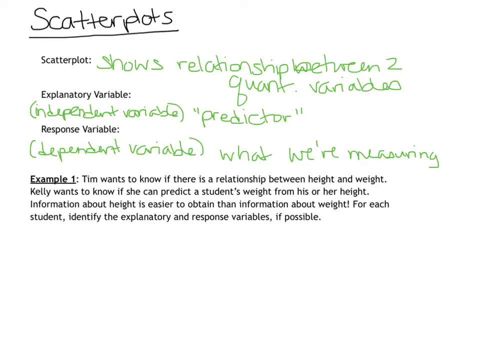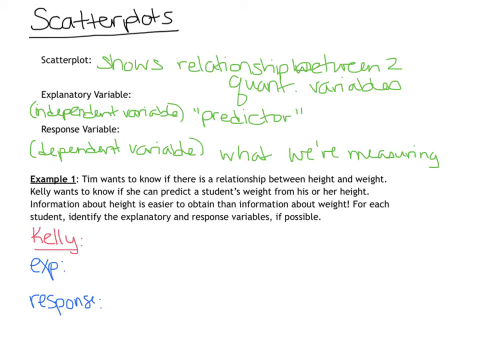So we have two people. Tim wants to know if there's a relationship between height and weight, and Kelly wants to know if she can predict a student's weight from his or her height. So we want to know which is the explanatory variable and which is the response variable. And I'm actually going to start with Kelly. So in her case, she would like to predict a student's weight based on his or her height.